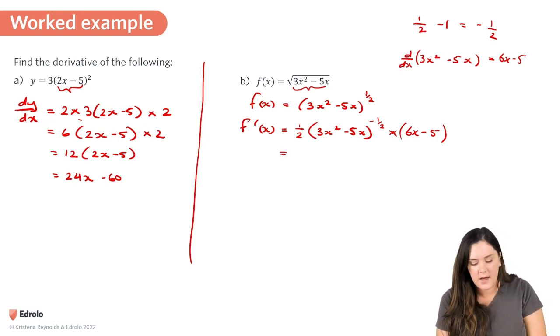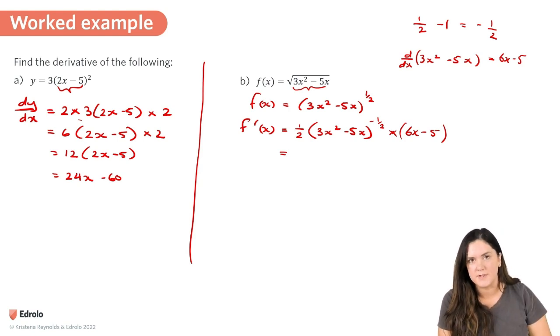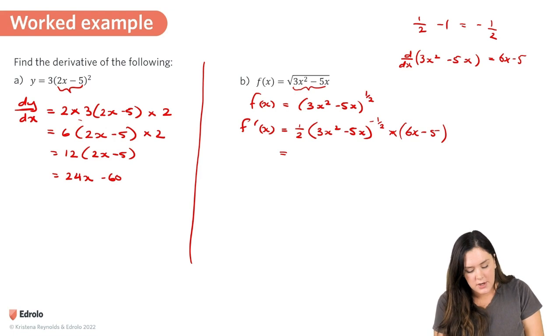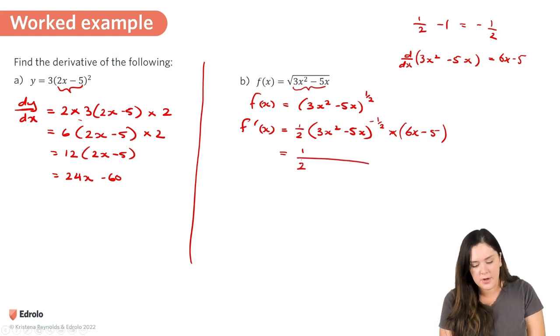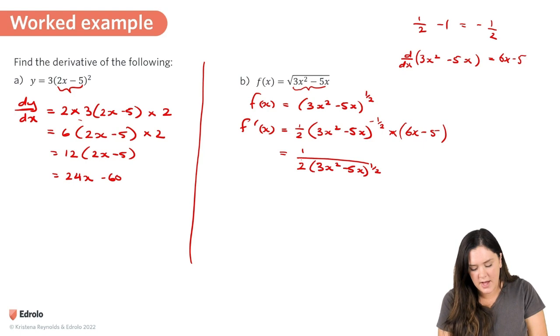What we can do from here is, since we have a negative index there, we're going to put that at the bottom. So we're going to create a fraction. So I'll have 1 at the top. I'm going to draw my fraction line there, and I'll have the 2 down the bottom. And then open my brackets and write what's in there. So I've got 3x squared, take 5x, and that's going to be to the power of a positive half now that it's on the bottom.